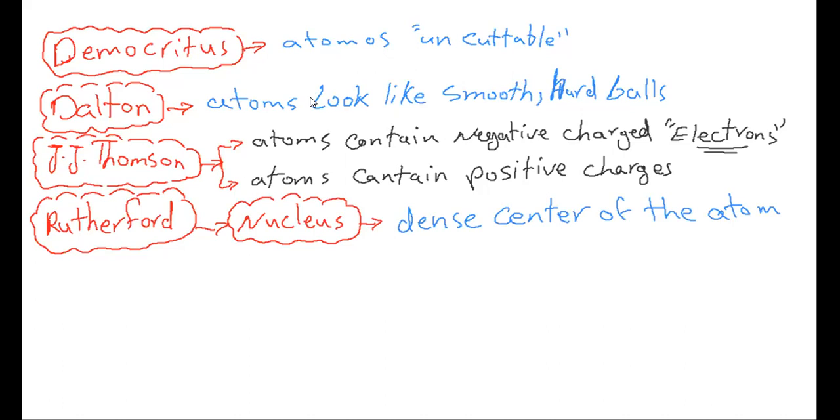So we spoke about Democritus. We said that Dalton said these are smooth, hard balls. Then J.J. Thomson discovered the electrons, and he said that there are positively charged particles. Then the last one we spoke about yesterday was Rutherford, who said there is a nucleus that contains the protons. He said the nucleus is the dense center of the atom, and he said that the positive charges, protons, that the nucleus is the smallest thing.